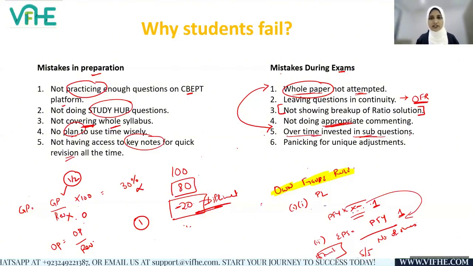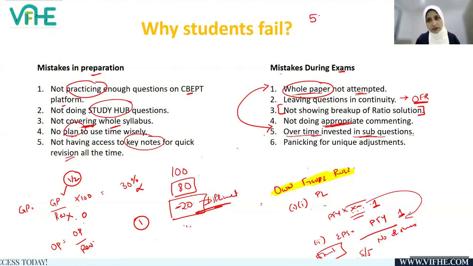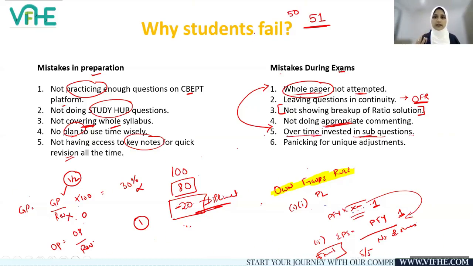Over time invested in sub questions, as I already explained, don't do this, because guys, what is happening is when you over invest time, let's say in the EPS question only, it's a 5 mark question. You're sitting, trying to crack it, thinking you're coming close, you're coming close. What did you achieve out of it? What your aim should be is to first at least get this 50, 51 marks. At least this much. After that, try anything more than that.